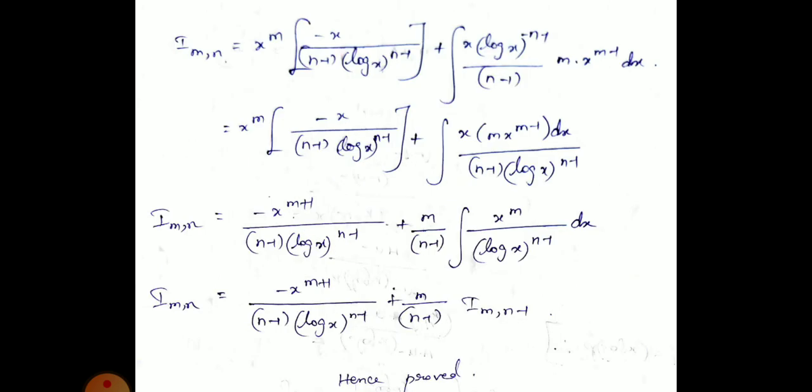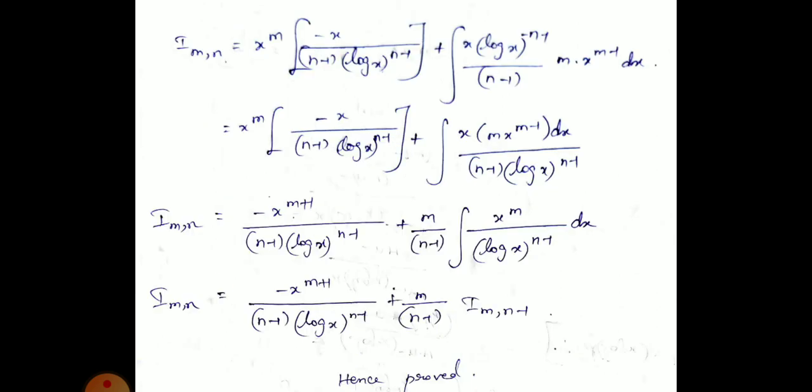Now I_{m,n}, we know that uv minus integral of v du. So we are going to substitute in that formula. u is x power m, v is minus x divided by (n minus 1) into (log x) whole power n minus 1, plus integral of v du we have written. Now see the second term, integral of x into this m should be written here, m into x power m minus 1 dx divided by (n minus 1) into log x term should be coming to the denominator. So (n minus 1) into (log x) whole power n minus 1 has to be coming. So the numerator should be x into m into x power m minus 1 dx.